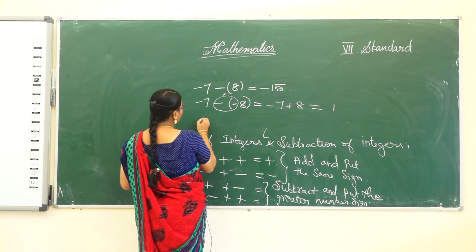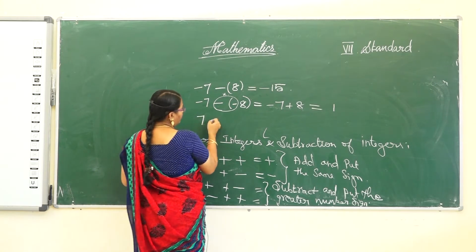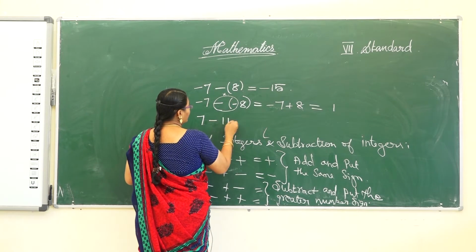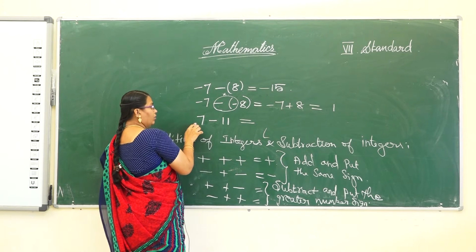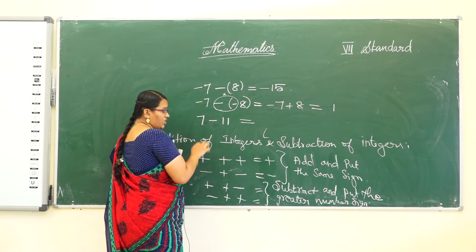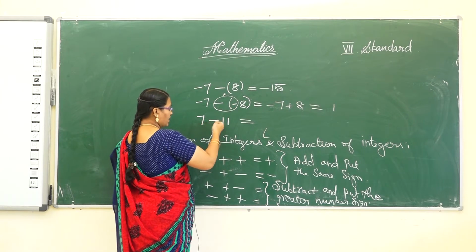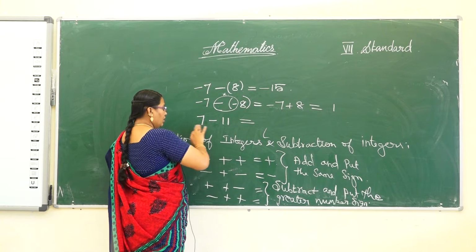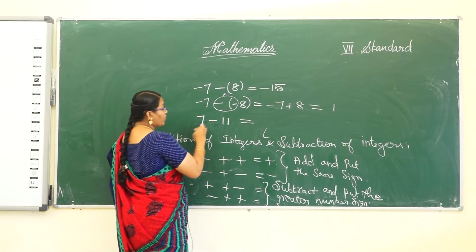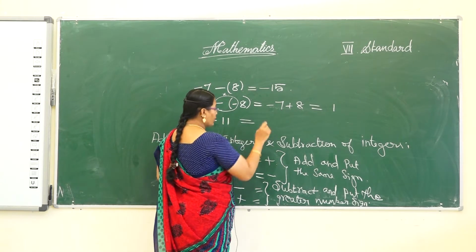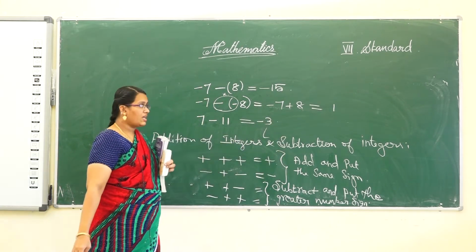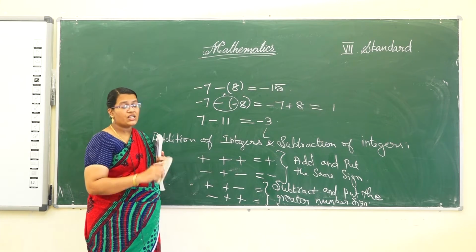Okay. And then 7 minus 11. Here one positive value, here also one positive value, but the subtraction operation is given. What we do? Minus is considered with the value of 11. So as usual, different signs will come. What we do? Subtract and put the greater number sign. So 11 minus 7 is 4. The greater number sign is negative. So in this place we should put the negative sign. I hope you all understand the concept of addition and subtraction of integers.